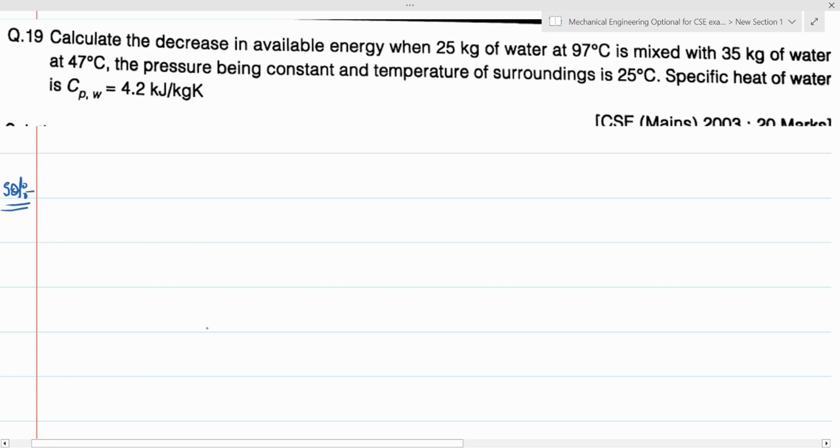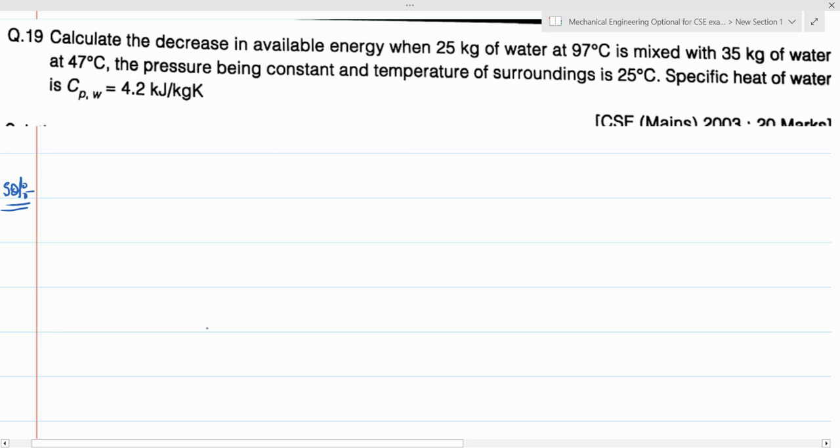Calculate the decrease in available energy when 25 kg of water at 97 degrees Celsius is mixed with 35 kg of water at 47 degrees Celsius. The pressure being constant and temperature of surrounding is 25 degrees Celsius. Specific heat of water is 4.2 kilojoule per kilogram Kelvin. So in this we have to calculate the decrease in the available energy.